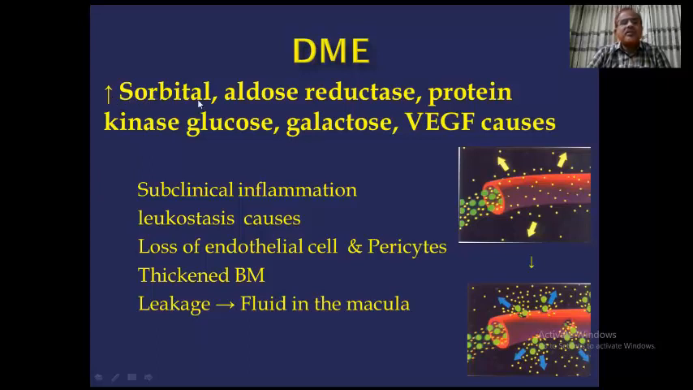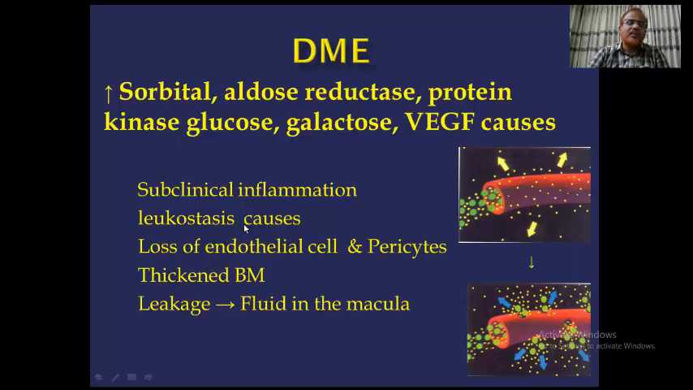There is an increased accumulation of sorbitol, aldose reductase, protein kinase pools and galactose. Side by side there is a release of vascular endothelial growth factor, which causes subclinical inflammation and leukostasis. This leukostasis may cause loss of endothelial cells and pericytes of capillaries in the peripheral and other areas. The sensitivity to vascular endothelial growth factor varies in individuals.